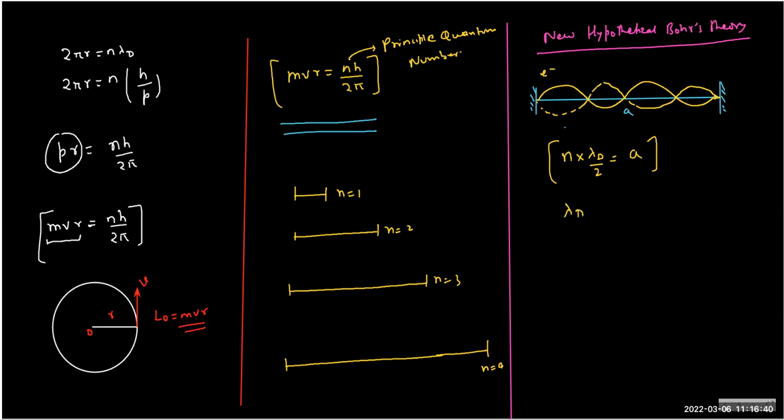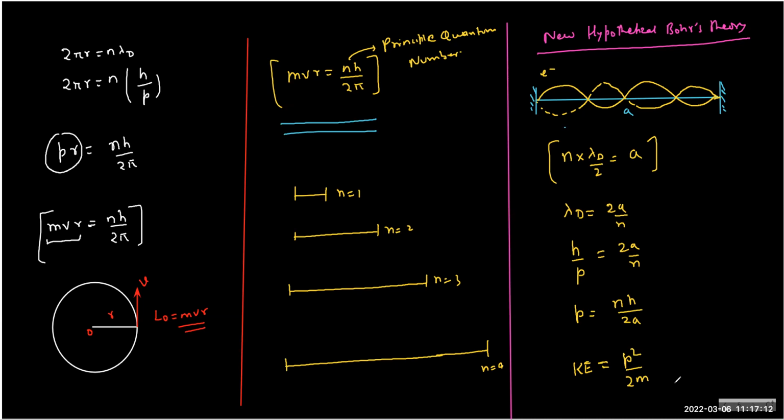So how much is the de Broglie wavelength? 2a by n. And the de Broglie wavelength is what? h by p. So what is the momentum? nh by 2a. So what is the kinetic energy of this electron? Because it's a particle at the end. So what is the kinetic energy? Kinetic energy will be p square by 2m.